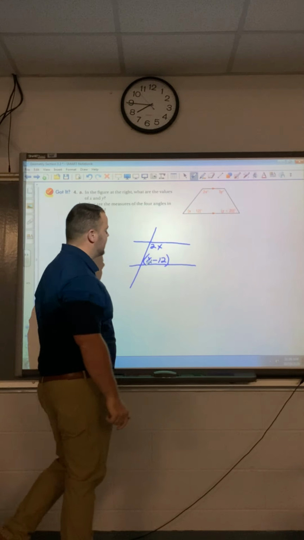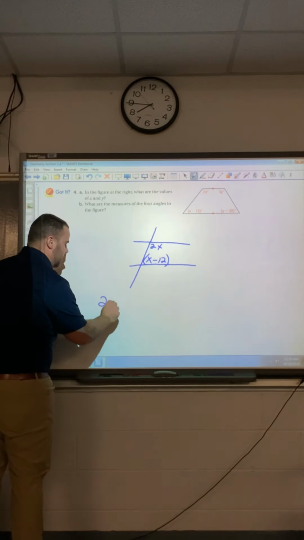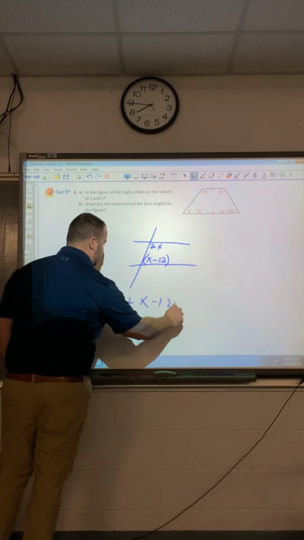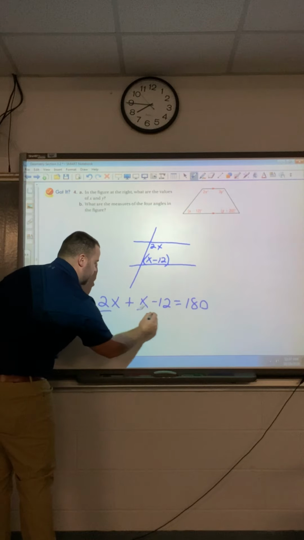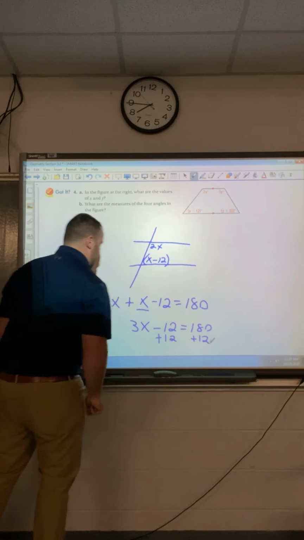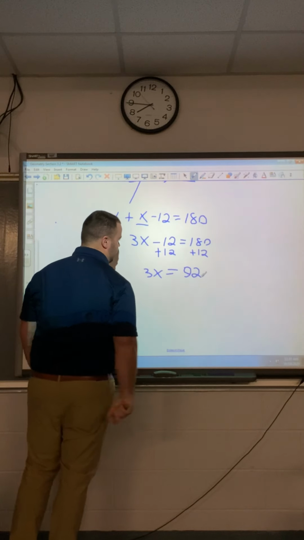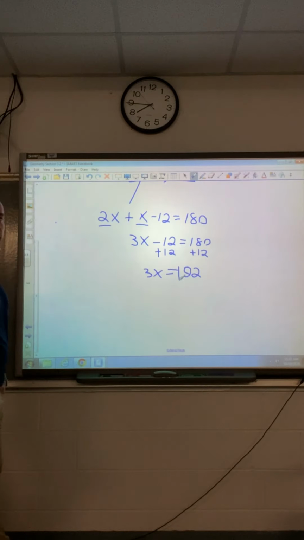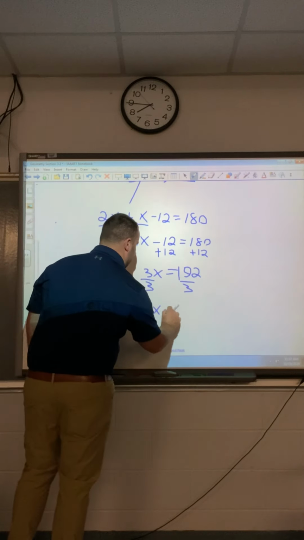Those are same side interior angles, right? What's the rule for same side interior angles? They are supplementary, they add up to 180, right? So I can do that, that's pretty easy. I can say 2x plus x minus 12 equals 180 degrees. Okay, that's pretty easy. And then add like terms. I'm gonna put these two together, that'd be 3x minus 12 equals 180. I'm gonna add 12 here, add 12 there. So 3x equals 192. Divided by 3. What's 192 divided by 3? 64. So x equals 64.